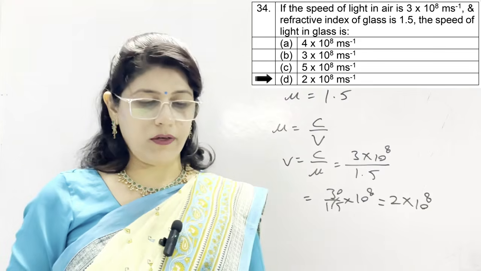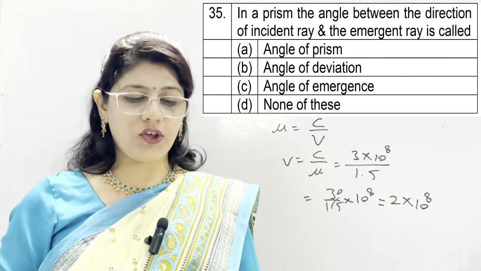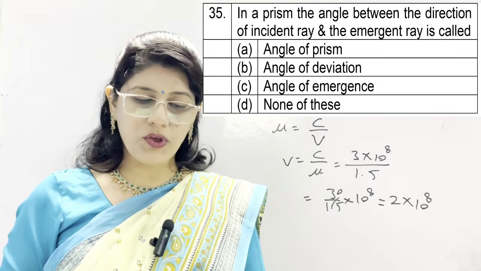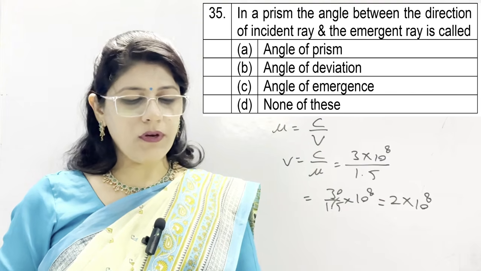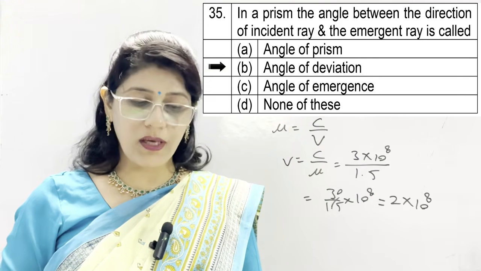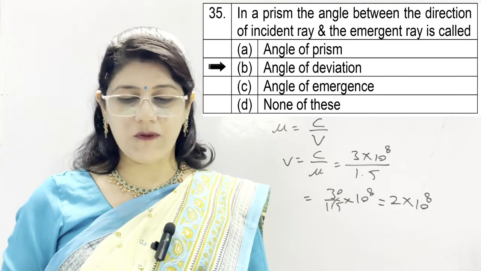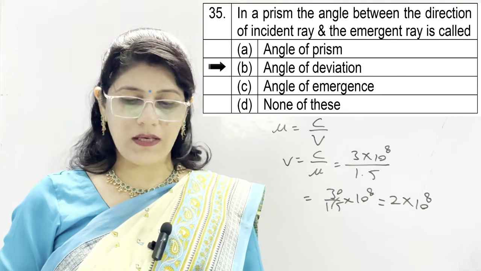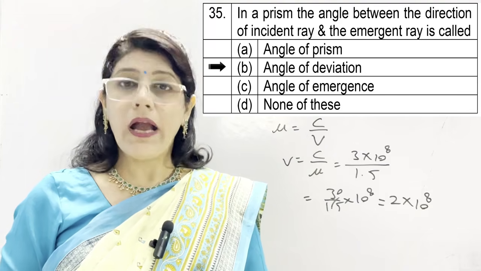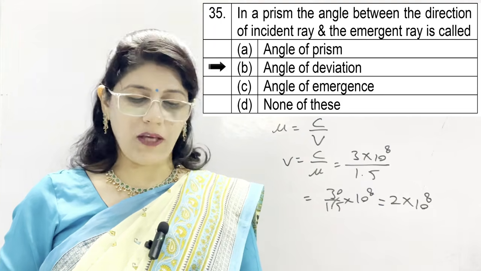Other options are incorrect. In question number 35, in a prism, the angle between the direction of incident ray and emergent ray is called: A, angle of prism; B, angle of deviation; C, angle of emergence; and D, none of these. And the correct option is B, which is angle of deviation. Because when a ray of light passes through a glass prism, it gets deflected twice. First while entering into the glass prism and second while coming out from the prism. And sum of these two deflections is called angle of deviation. So correct option is B.